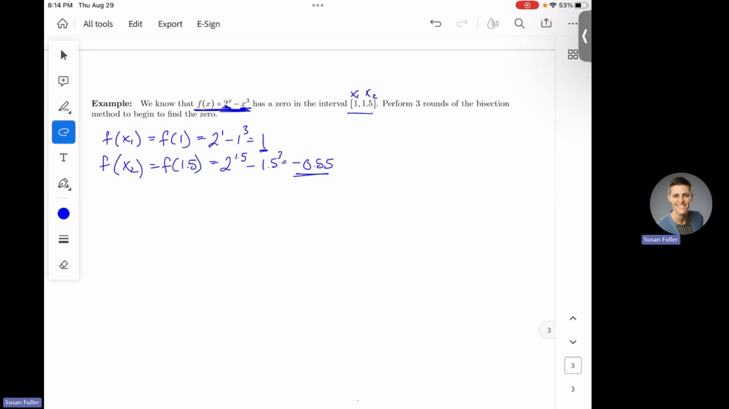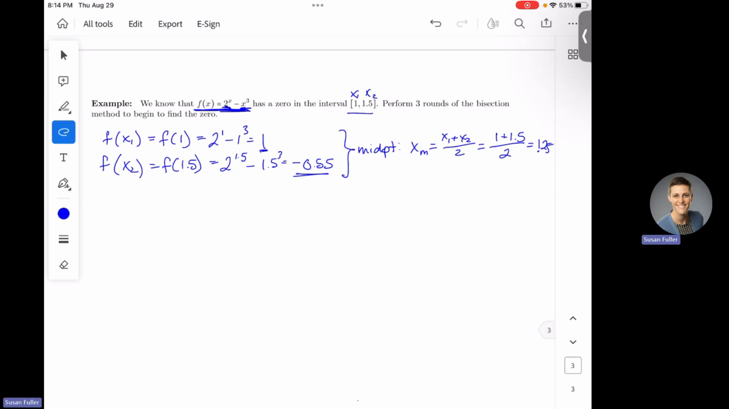So we are going to start our bisection method by finding the midpoint. So again, we're calling that x sub m. We're going to find that by x1 plus x2 divided by 2. So my x1 is 1, my x2 is 1.5. We're going to divide that by 2, and I'm going to get 1.25.